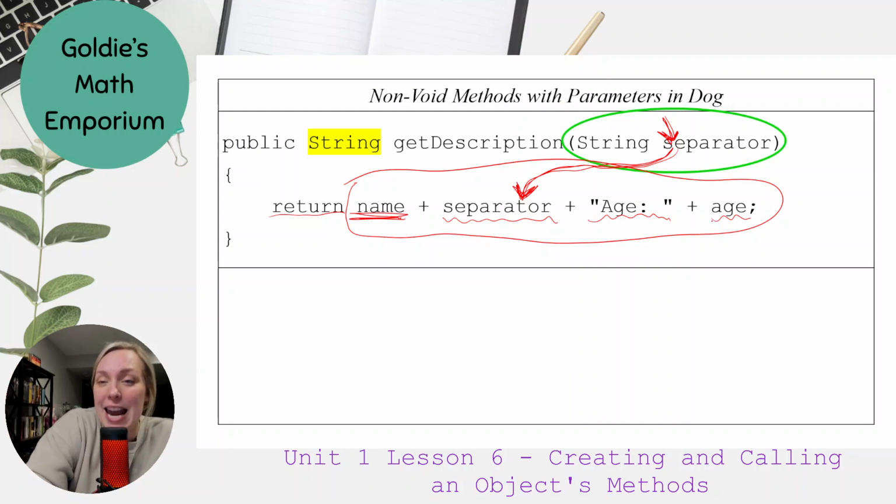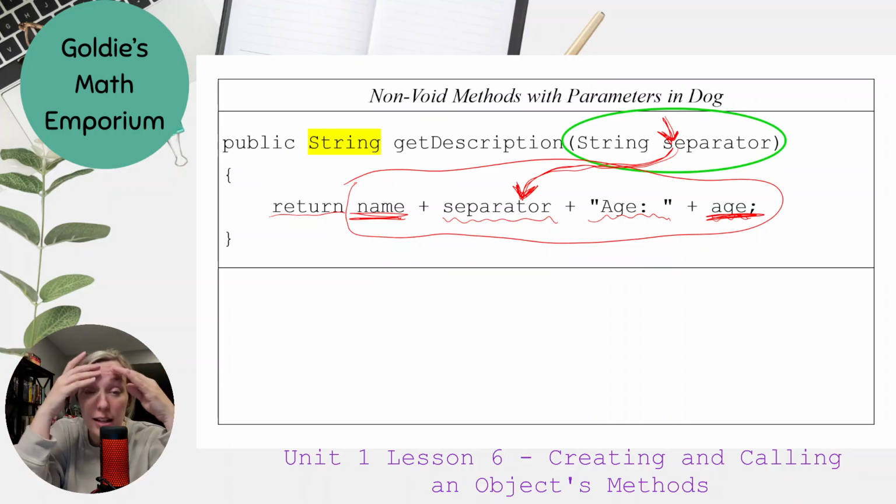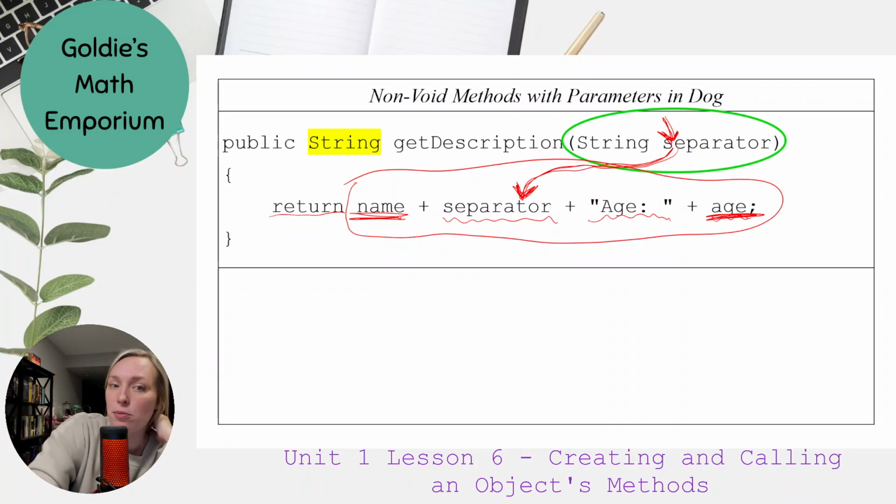Name and age. Remember, those are both instance variables of the dog. So I'm going to have specific data pushed in there from my dog object. Separator is going to get pushed into there as a parameter. And then this string is just always going to be there. Okay, that's just age. It's in quotation marks. That's always going to be there.